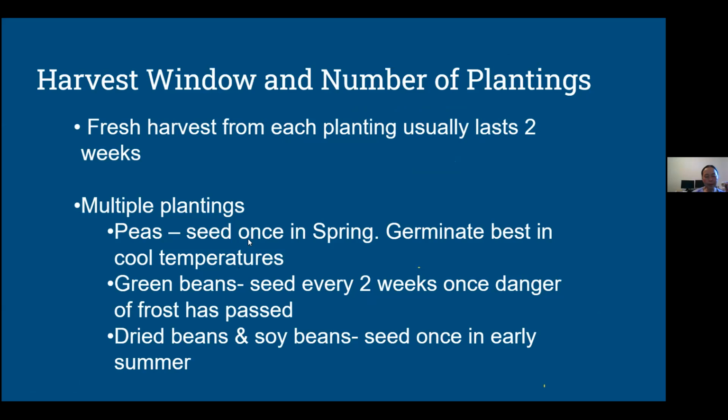And then harvest window and number of plantings. Fresh harvest from each planting usually lasts 2 weeks. So once they're matured, you will be harvesting for 2 weeks. You can do multiple plantings of peas. Seed once in the spring, and they germinate best in cooler temperatures. For green beans, you can seed them every 2 weeks once the danger of frost has passed. And for dried beans and soybeans, seed once in the early summer. You just need to seed those once, and then they'll be harvestable throughout the season once they're matured.